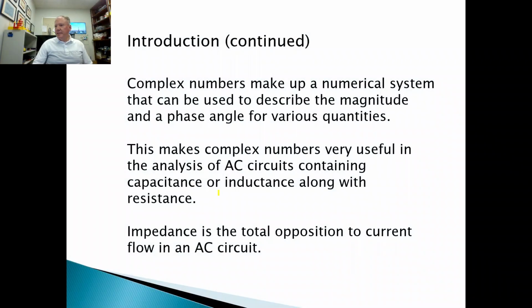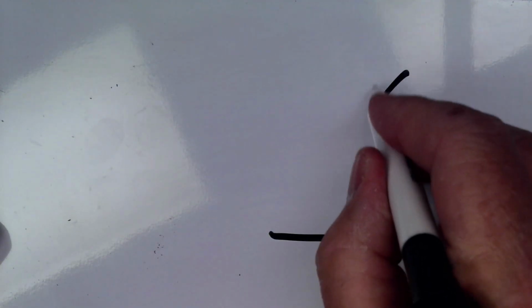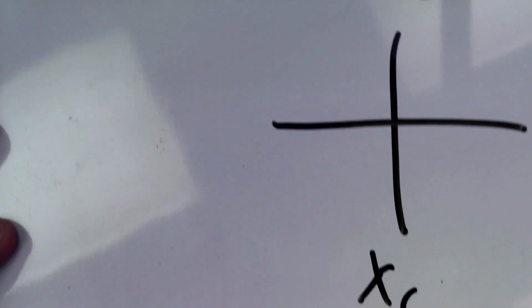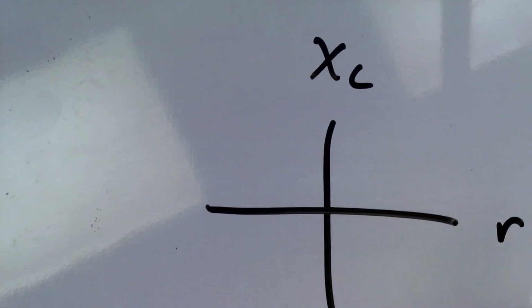So the impedance is the total opposition to the current flow. And impedance can be either purely resistive, purely reactive, or both. So for example, and I know I'm switching back and forth between my camera and here, this would be my resistance, this would be my reactance, with my capacitive reactance in the negative and my inductive reactance in the positive.